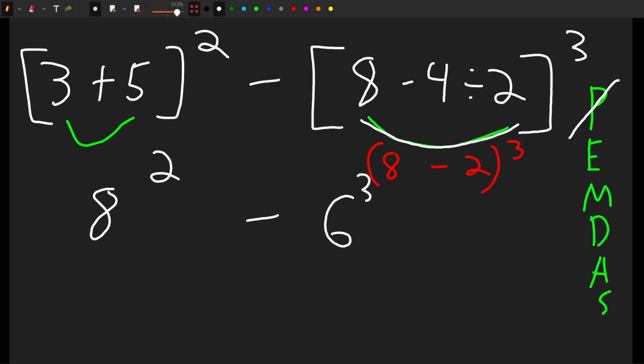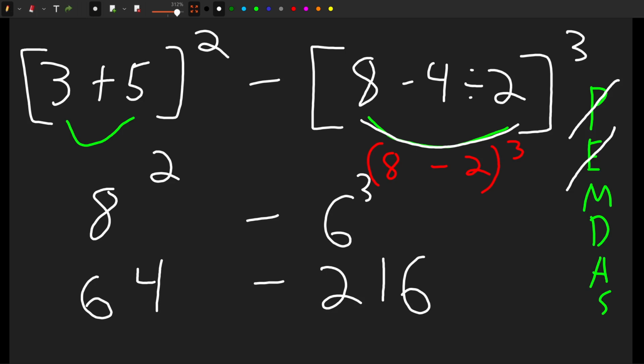Next one is exponents. So in this case, I have 2 different exponents. I have the 8 squared and 6 cubed. In this case, 8 squared is 64. And 6 cubed is 6 times 6 is 36. 36 times 6 is 216. And so that takes care of the exponents.